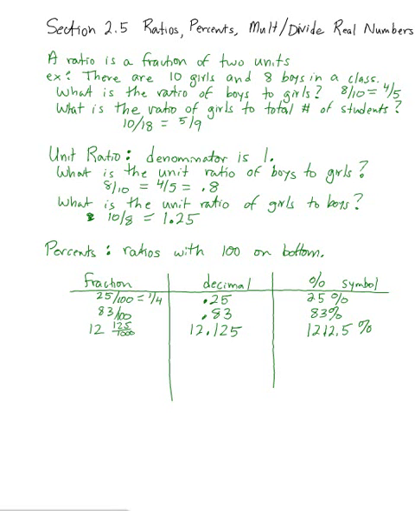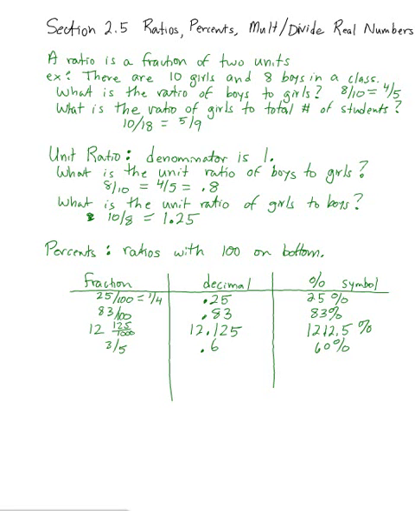Now, what if I give you a fraction where I don't give you 100 on bottom? What if I give you 3/5? Well, pretty easy. What you're going to do is grab your calculator. You're going to type in 3/5. You're going to find out that the decimal is 0.6. So the percent is 60%.